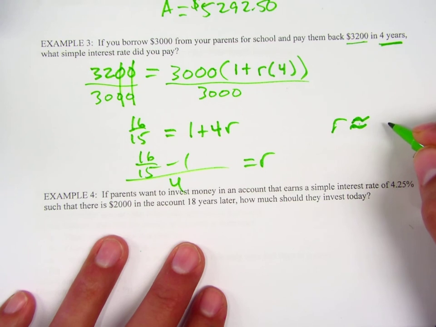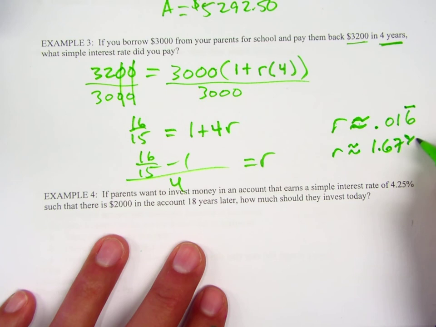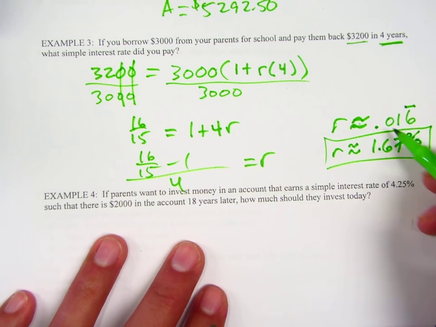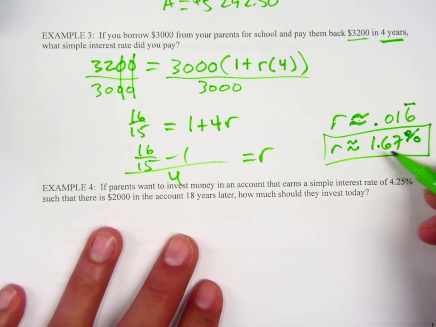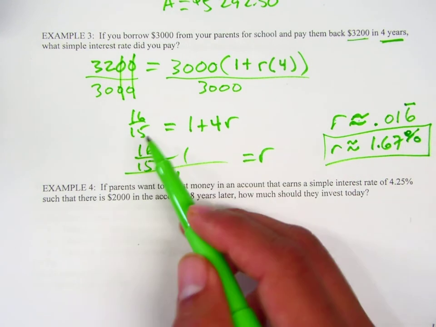Well, now we can do the decimal. 0.016 repeating. Okay? So this is more like 1.67%, about. Move the decimal over twice, it's 1.67 if you round up. Does that make sense? If you would have rounded at the beginning, your answer would be close here, okay?